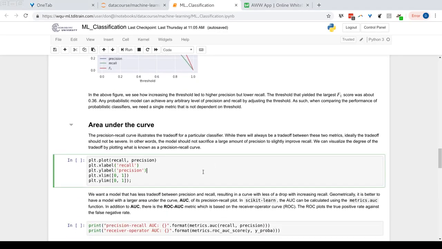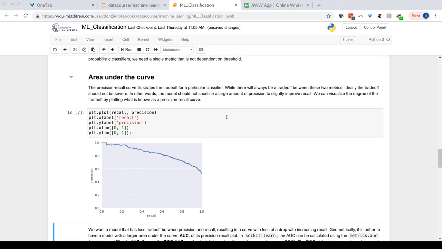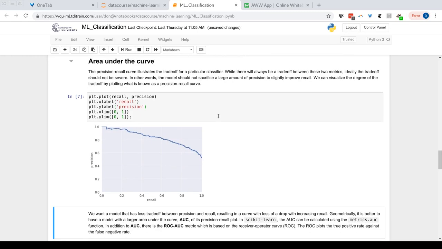So let's go ahead and visualize our results in a different way. In this case, we're not plotting precision. Instead, we're plotting precision versus recall. So precision on the y-axis, recall on the x-axis. Same behavior we saw before, makes sense. As recall increases, precision decreases. Now we don't want this decrease to be as severe. So you can think of this level of drop as a measure of how severe the trade-off is.